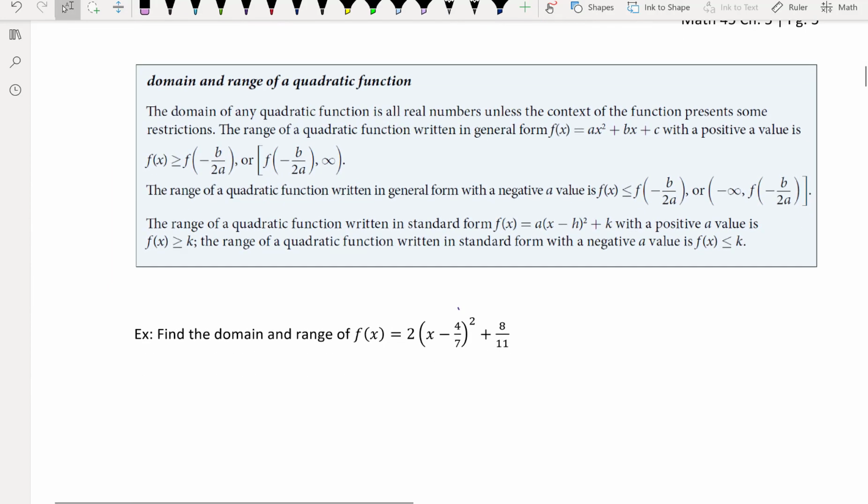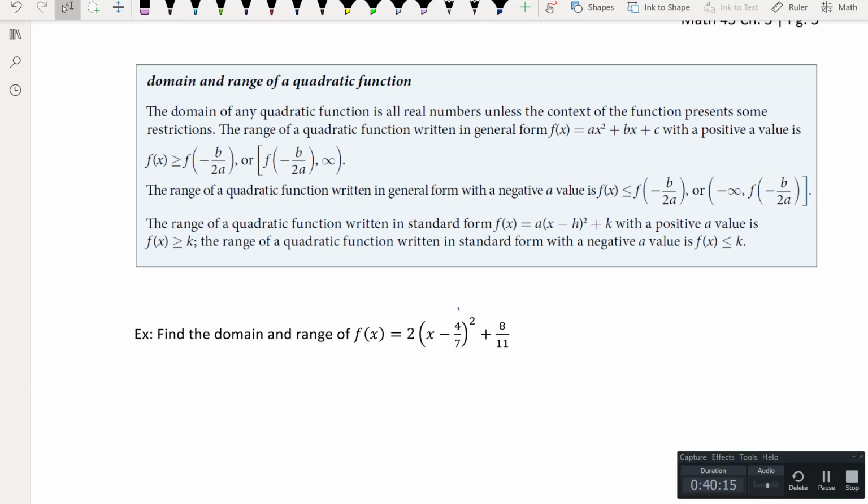So, now for this part, we have domain and range of a quadratic function. So remember, the domain is all of the x values and the range are all of my y values, in case you have forgotten. So domain, I am thinking about x values.